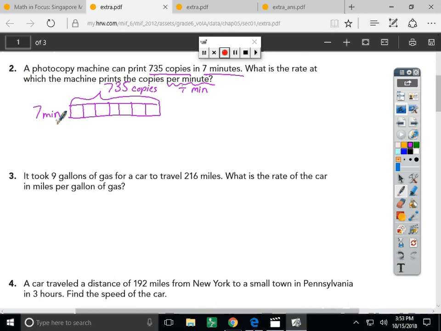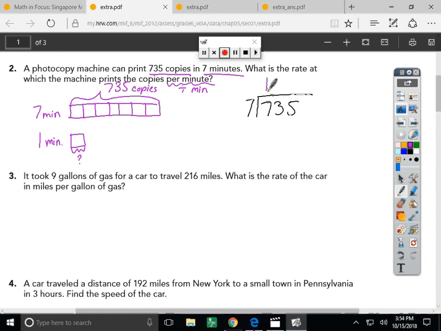Well, if they're asking me what is the rate, meaning how quickly is this printing, they're trying to break this down into a single unit or into 1 minute. We're going to find this answer in just a moment. So once we have this bar model, we have two numbers to work with, and because it says per minute, I know I need to divide by the 7 minutes, and I need to make the 735 my dividend. So let's give this a try.